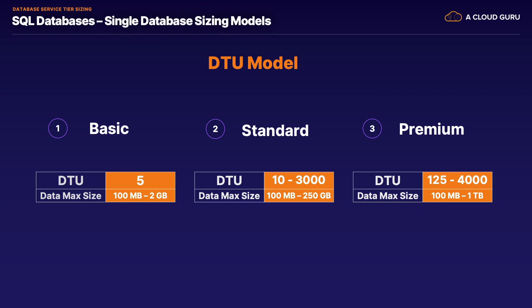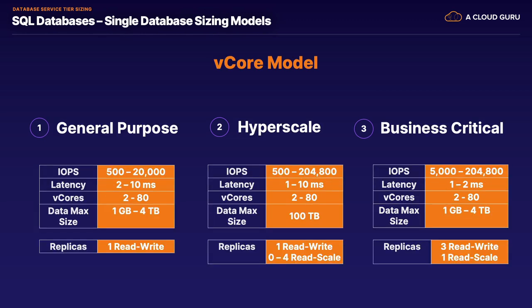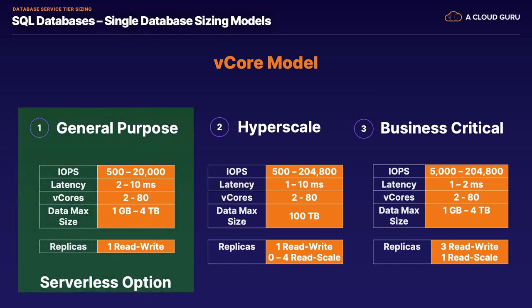The other side of this is the data max size, which starts at 100 meg for basic. And then as you move up, it starts at 2 gig as a max, standard is 250, and premium is 1 terabyte. For the vCore model, what you need to determine is how many IOPS, the latency, the amount of cores, and the data max size. Hyperscale is essentially an option for using data science. The data max size is 100 terabytes versus the 1 gig to 4 terabytes available because of that big data analysis requirement. And as an aside, general purpose actually has a serverless option as well.